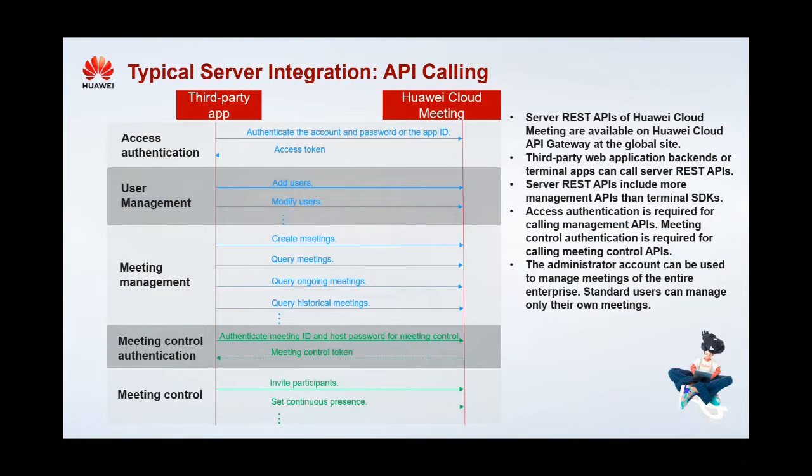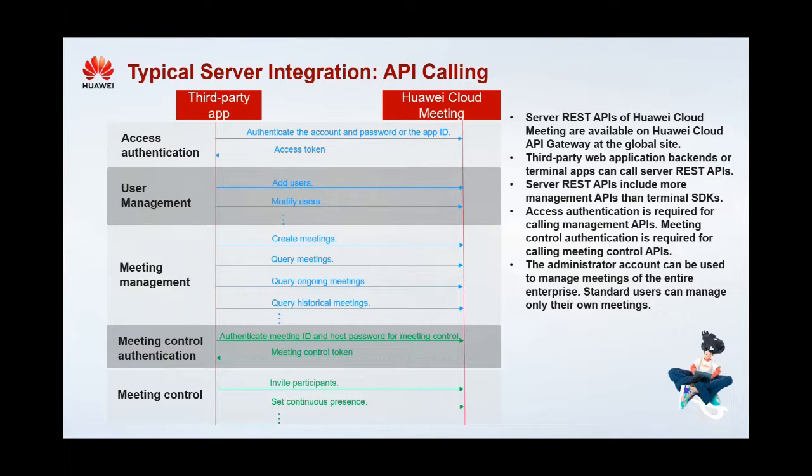Next, let's take a look at the Server API calling. Server REST APIs for Huawei Cloud Meeting are provided by Huawei Cloud API Gateway on the global side. The third-party web application backends or terminal apps can call server REST APIs. Server REST APIs include more management APIs than terminal SDKs. Access authentication is required for calling management APIs. Meeting control authentication is required for calling meeting control APIs.